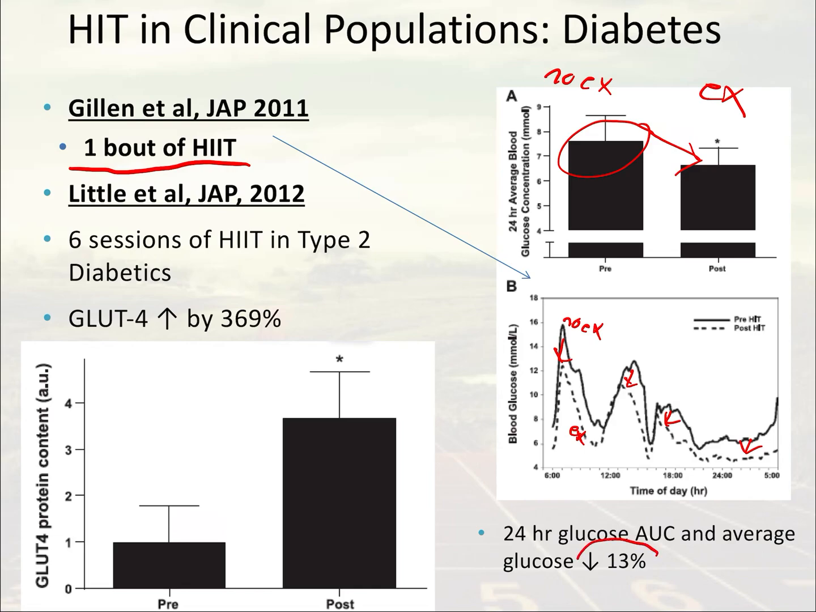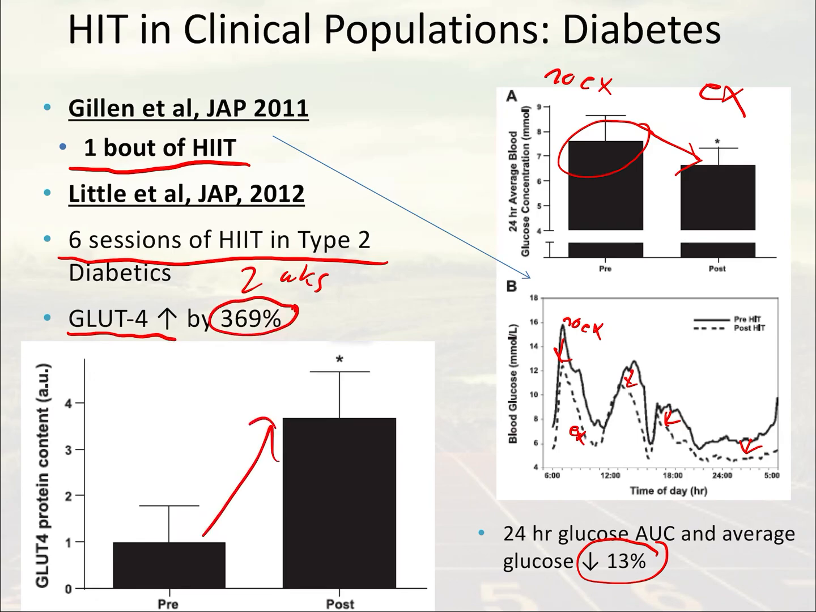Average about 13% lower on their average glucose levels. And they extended that study to do 6 sessions of HIIT, so training for 2 weeks, really, right? Just 2 weeks, 3 days a week. They did a muscle biopsy to measure GLUT4 levels in those subjects.